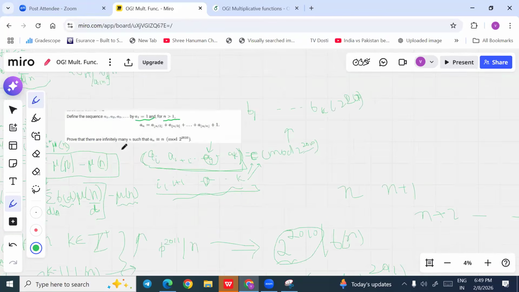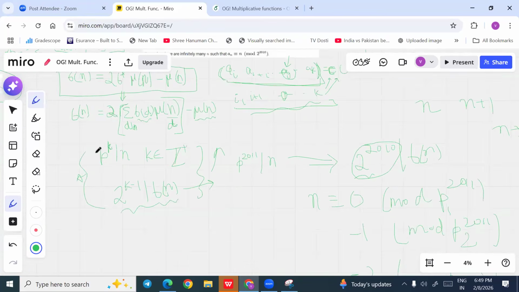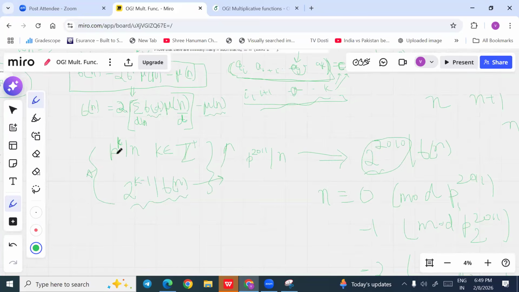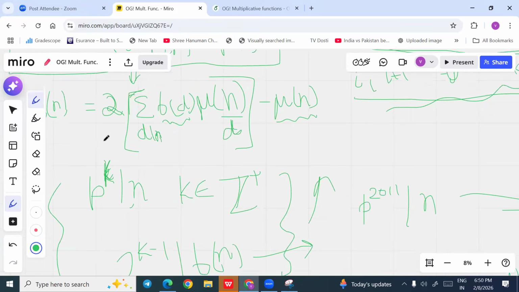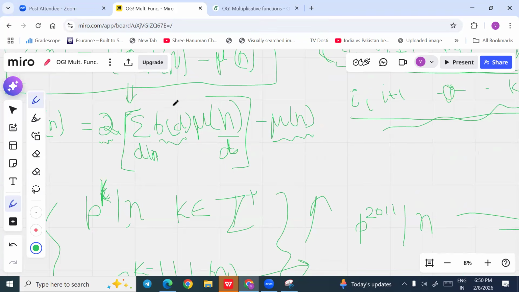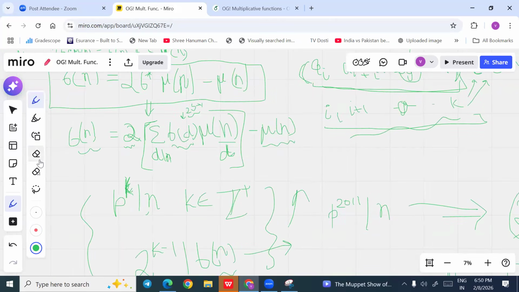Now I claim a lemma. If there exists a prime p such that p to the k divides n, then 2 to the k minus 1 divides b_n. You can just check this by induction. What motivates the induction is that you have an extra 2 here. If you have some 2 to the power something here, then multiplying by 2 gets you to the power something plus 1, and so you'll get a larger power of 2 dividing b_n.